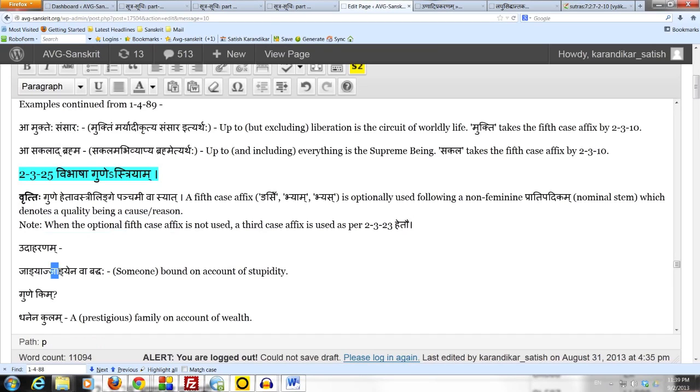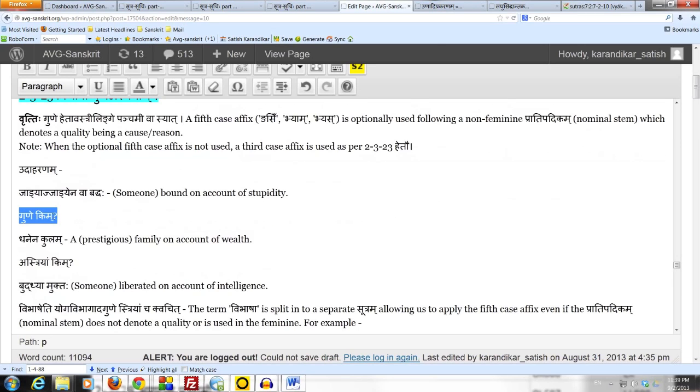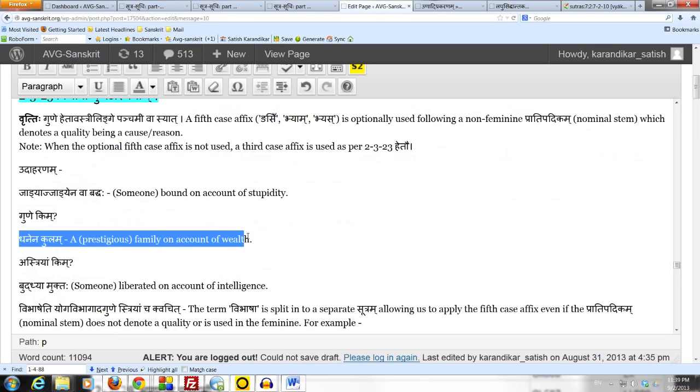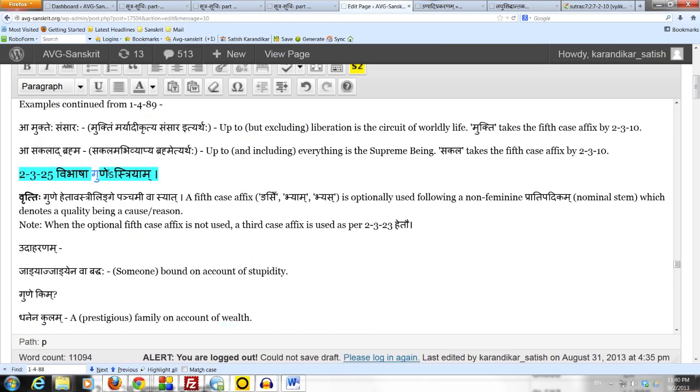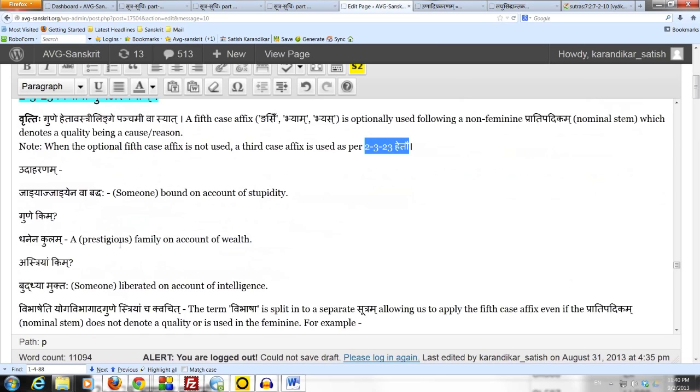Now to highlight the importance of the condition Gune, the commentator gives the example Gune Kim Dhanena Kulam, means a prestigious family on account of wealth. Now wealth is a thing. It is not a quality or attribute of something. So we cannot use 2.3.25 because the Sutram says Gune. So therefore we have to necessarily use a third case affix. By the Sutram 2.3.23 Hetau, we get the form Dhanena. There is no optional fifth case affix.